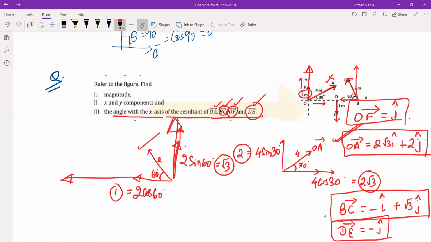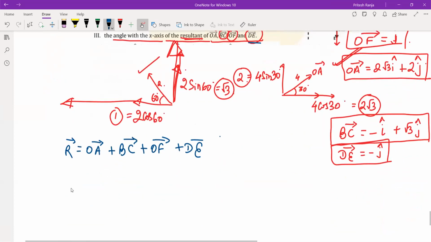So you have to add all of them, right? Because the question is to find resultant. So to find resultant, I will add all of them. So the resultant vector will be OA vector plus BC vector plus OF vector plus DE vector.